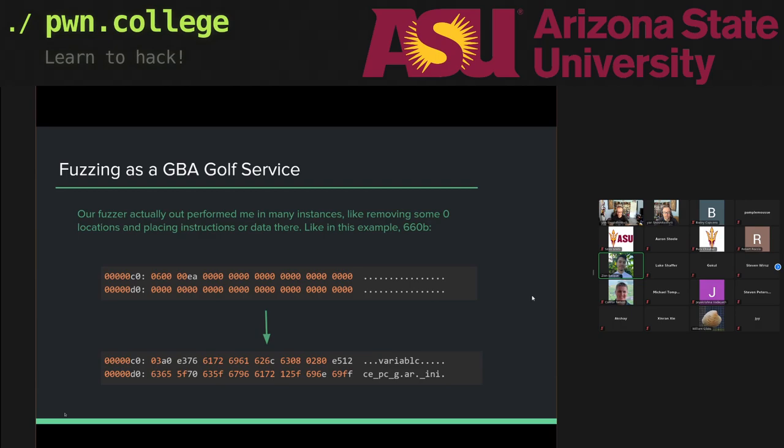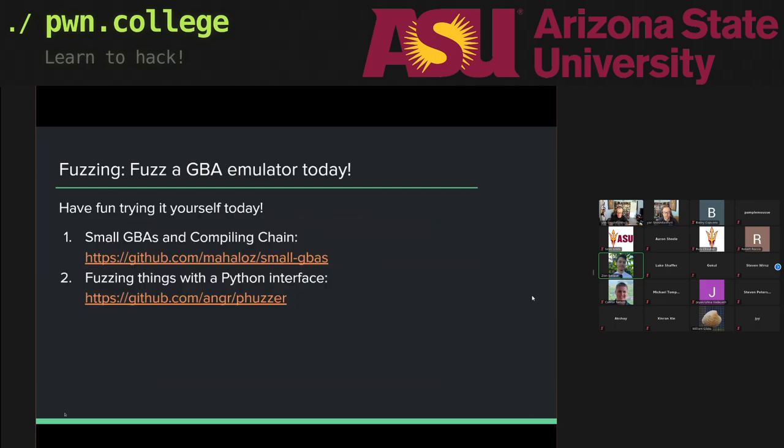So there it is, overwriting offset C0 and D0. And you can see the fuzzer actually putting data and instructions in this area. If I had more time, I would show you what these disassembled things look like, but it is pretty interesting because the fuzzer didn't stop here. It got crazier as time went on. At some point, I think it made it down to a Game Boy ROM that was like 400 bytes. It was ridiculous, so that was pretty awesome. So yeah, this is playing golf with Game Boy Advance ROMs.